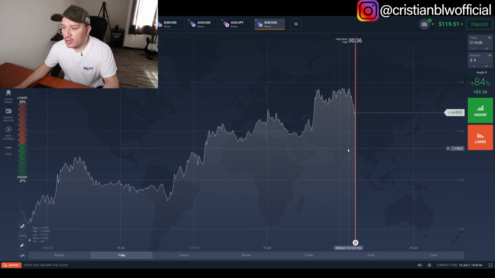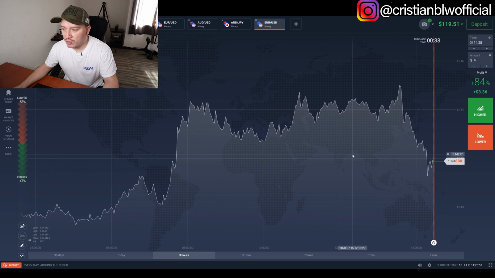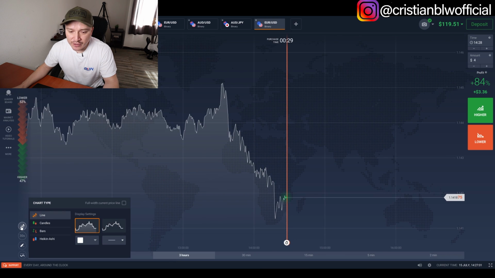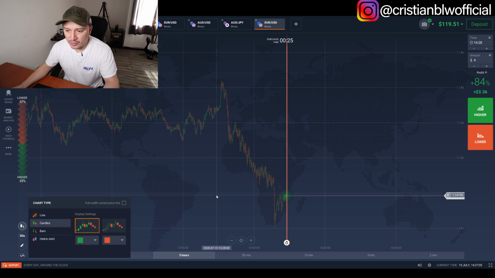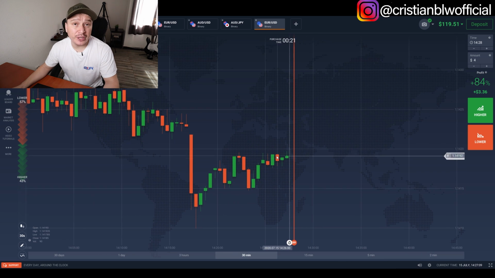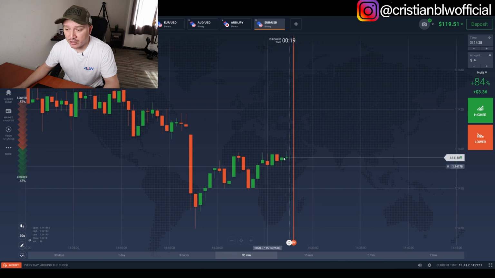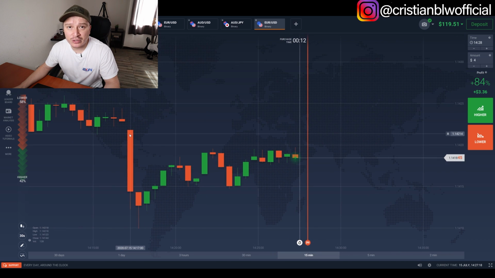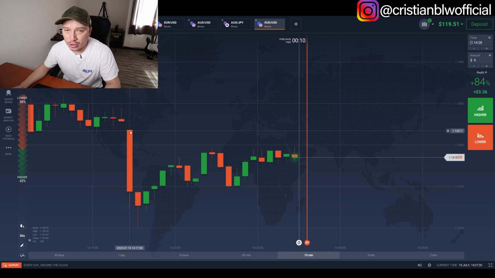So once we are here in the chart, this is what the movement of the market is. What you need to do first is click over here where it says chart type and change it to candles, okay? There's a video that I posted in regards to how to read candlesticks on my YouTube channel. Check it out so that you understand this in case you're very new. So each candle represents a certain time frame.